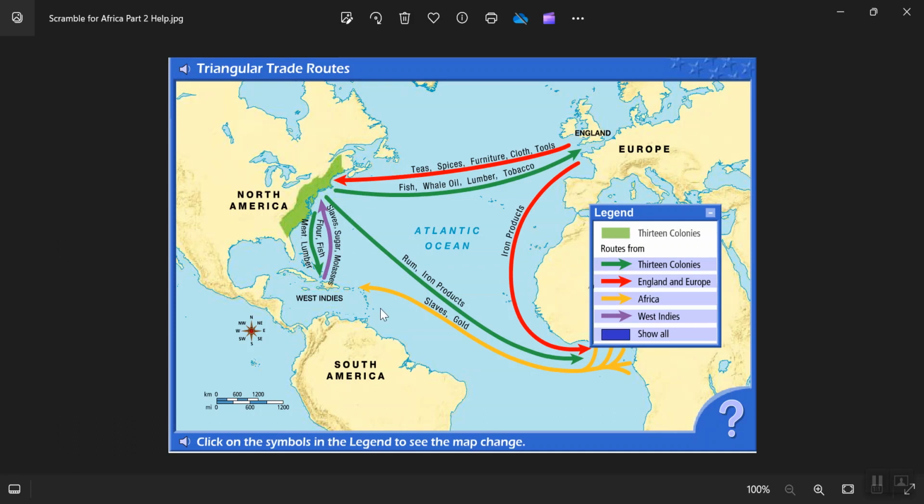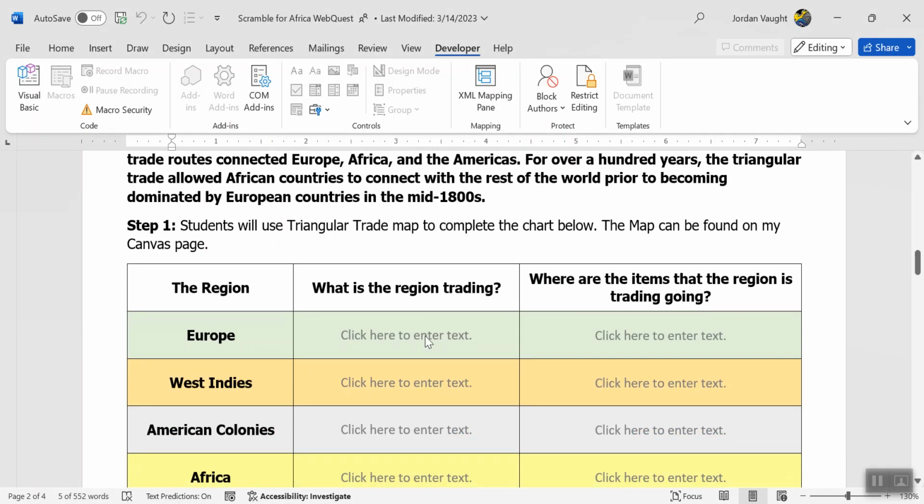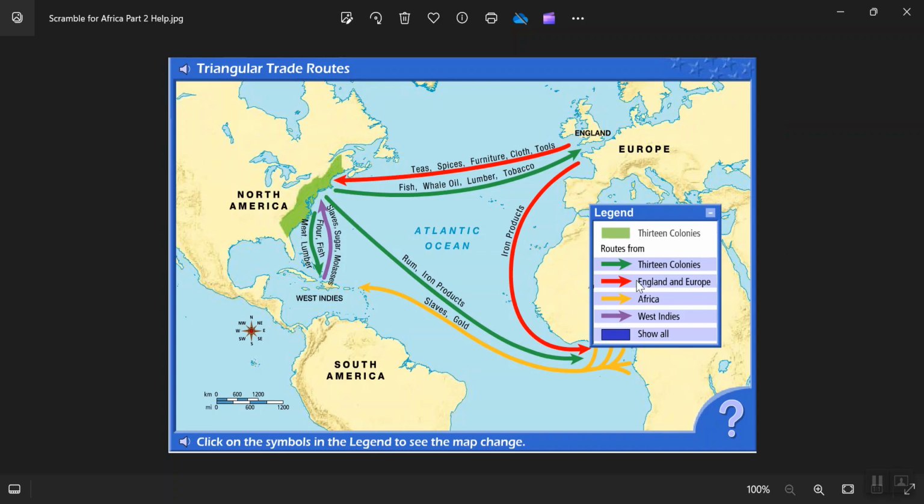There it is. It gives you a map of everything that was traded among Europe or England, Africa, and then basically America's 13 colonies, and the islands down there. So this forms the triangular trade. In the questions, it asks you to tell what region is trading what. So what are the Europeans trading? If you look up here, Europe is going to be red. So in red, whatever that is, that is what they're trading. Then North America, the 13 colonies. Africa is in yellow. West Indies is in purple.